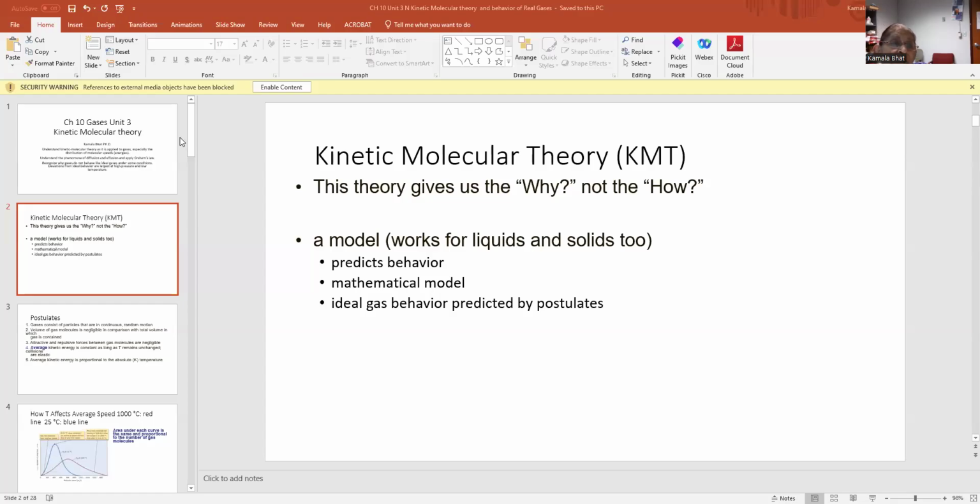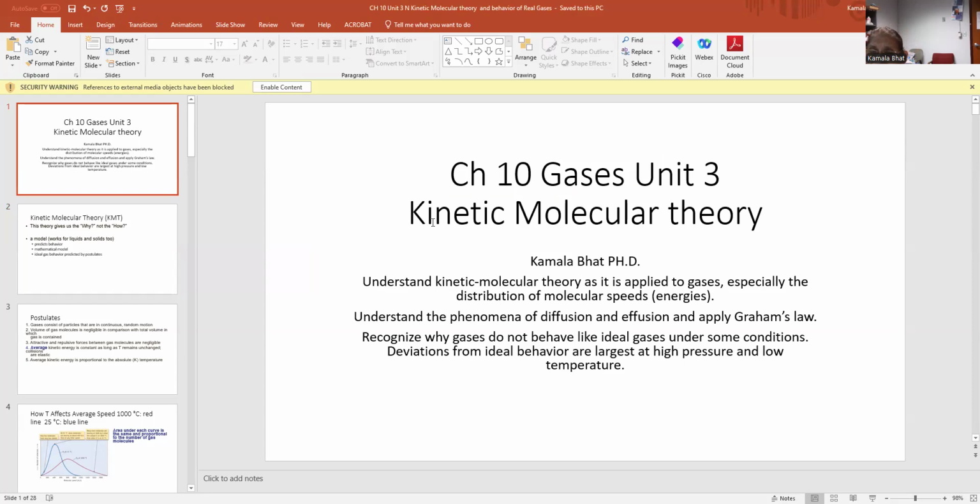Hello, we start with the last PowerPoint presentation for chapter number 10, gases. And this is the kinetic molecular theory. The main objectives for this are to understand the kinetic molecular theory as it is applied to gases, especially the distribution of molecular speeds and energy, understand the phenomena of diffusion and effusion and apply Graham's law, and recognize why gases do not behave like ideal gases under some conditions.